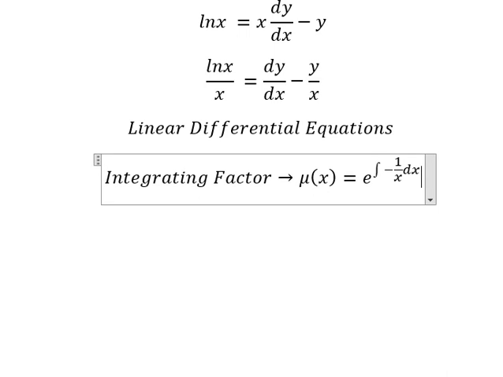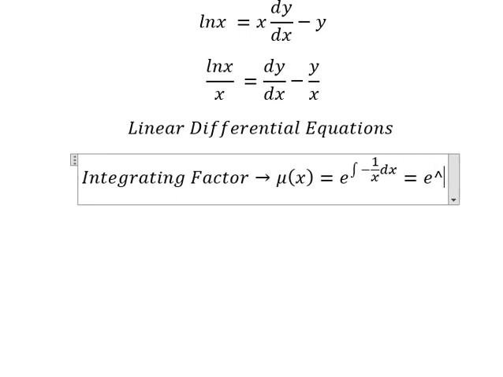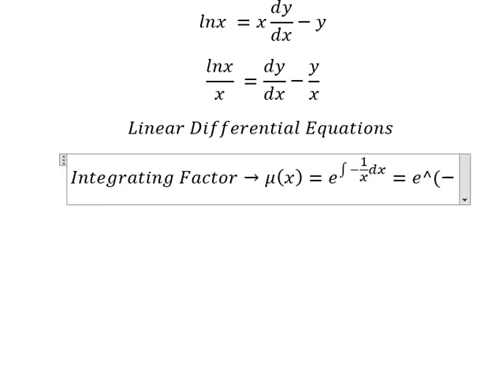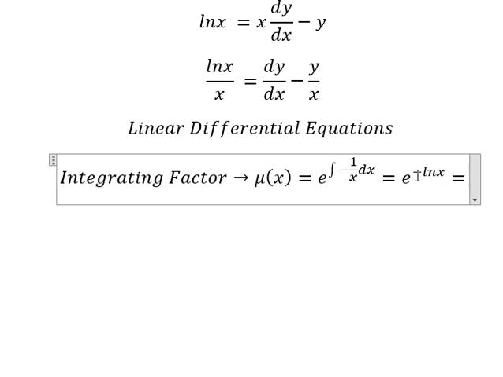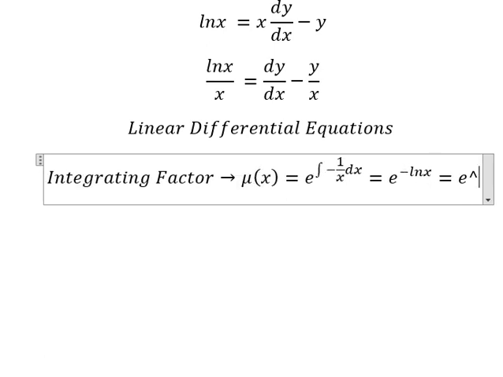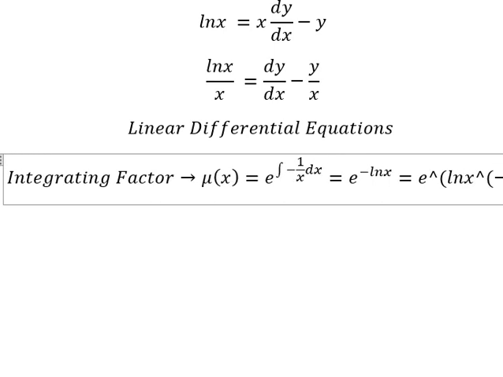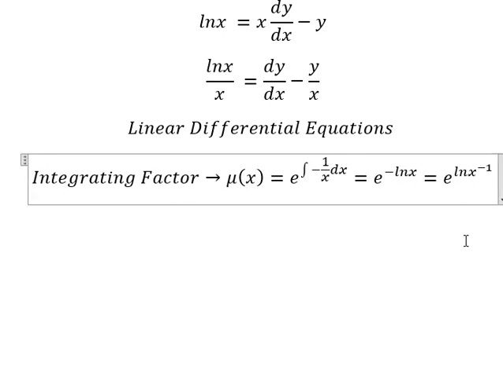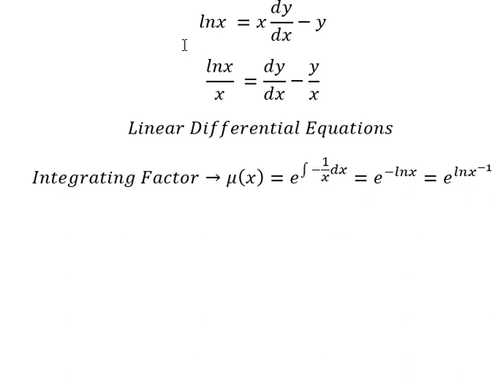This is for the integrating factor, and we have e to the power of the integration of negative 1 over x, and this is negative ln x. So we put the negative inside the natural log, and we have x to the power of negative 1. And we can put it like this.